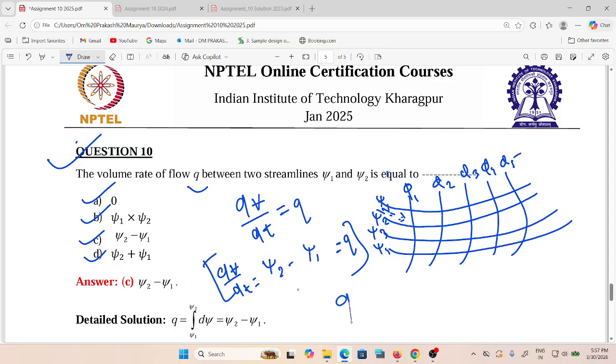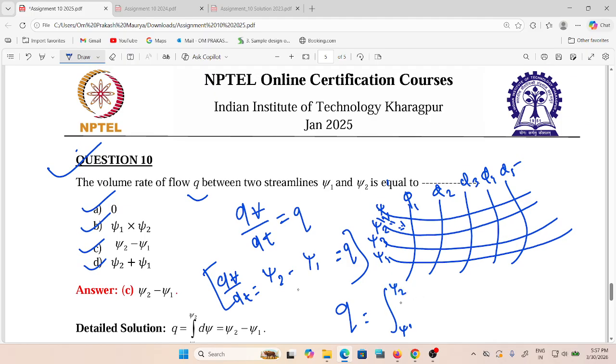How will we write it? Integration from psi 1 to psi 2 of del psi. This will be your formula. When you integrate, you will get psi 2 minus psi 1. Q is equal to that. So remember please, this is the concept behind the volume flow rate between two streamlines.